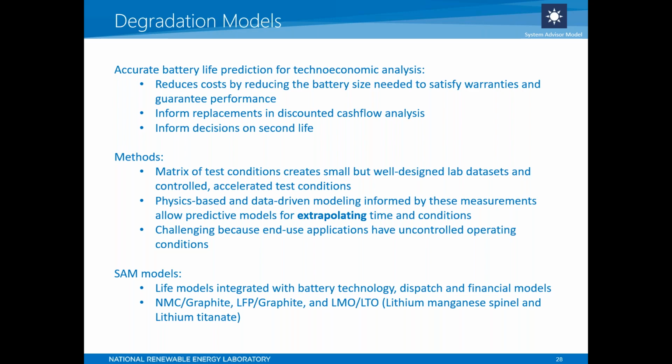So in the battery model in SAM, the life models are integrated with the technology models, the dispatch and financial models, allowing for an integrated techno-economic and performance analysis. And in particular, I'll be talking about updated life models for NMC graphite, LFP graphite, and LMO LTO.